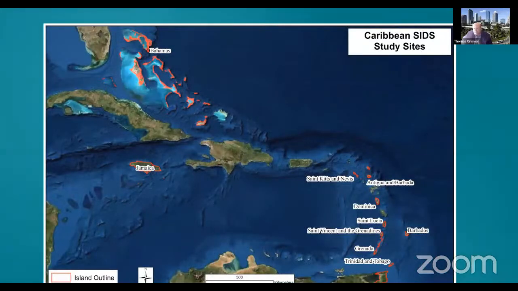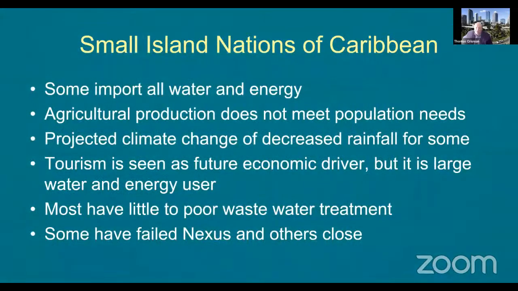Our study looked at 20 small island developing states in the Caribbean and looked at them because some of them import all their water and energy. Agricultural production does not meet population needs. Projected climate change is forecast for decreased rainfall. And tourism is now the main driver of the economy.